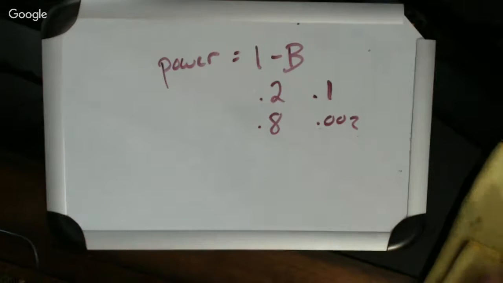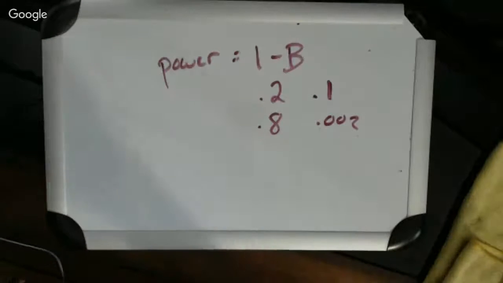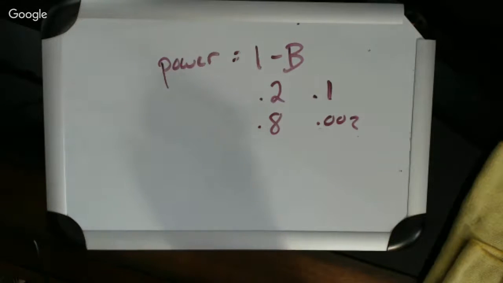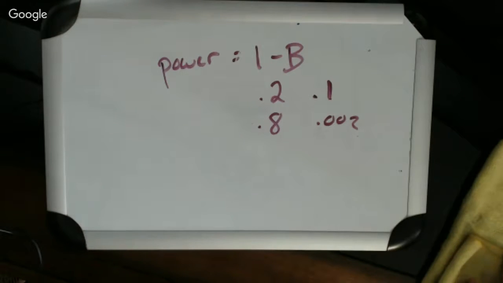Wait, so beta is type 2 though, right? Yeah. So power is 1 minus beta. I'm just asking because it says words and symbols. In words, I would say that power is your probability of finding an effect when it is there. I think what he means in words is what do you understand power to be? And that is the understanding you should have: power is the probability you will find an effect when the effect is there.